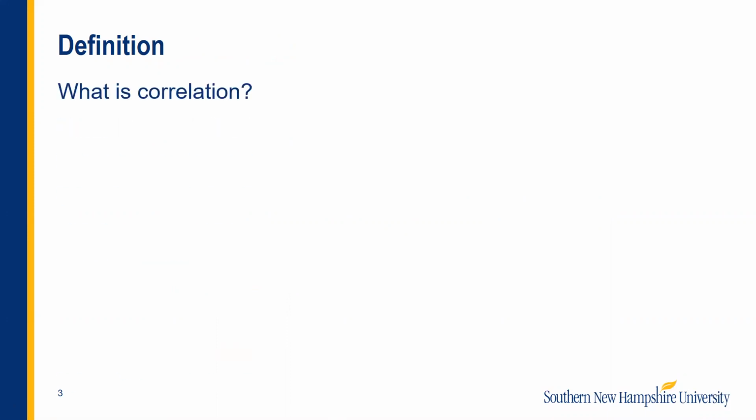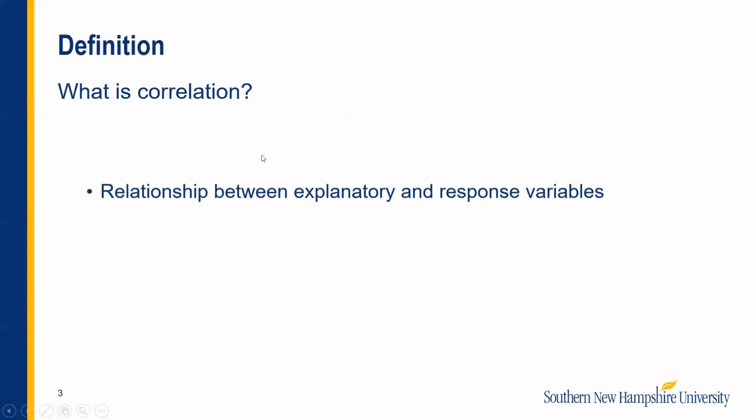First, we have to think about correlation and what it means. Correlation is all about the relationship between two variables. Variables can be many different things, and anyone can propose that two things are linked, related, correlated, but we have to see if they actually are.